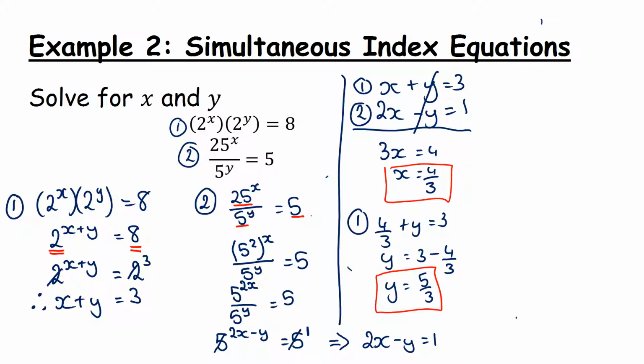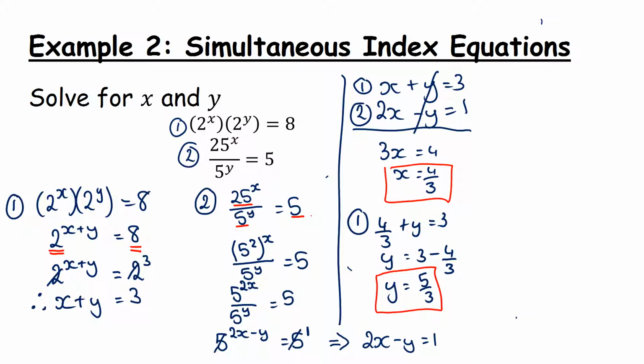Let's go back to equation 1. So we have 4 over 3 plus y equals 3. So y is equal to 3 minus 4 over 3. So y is equal to 5 over 3. And that's our two answers. So we have our answer for x, and we have our answer for y.